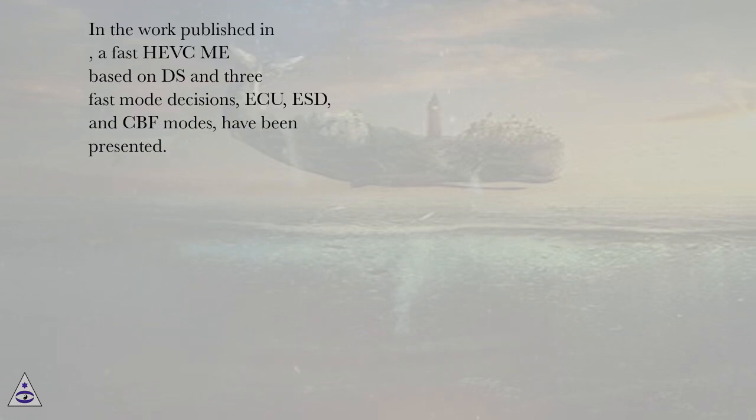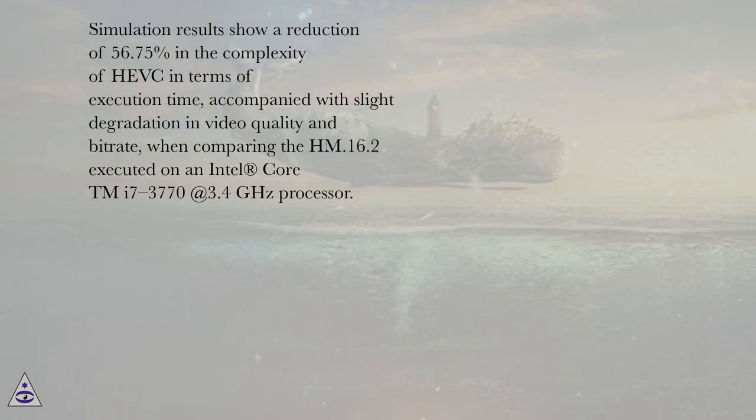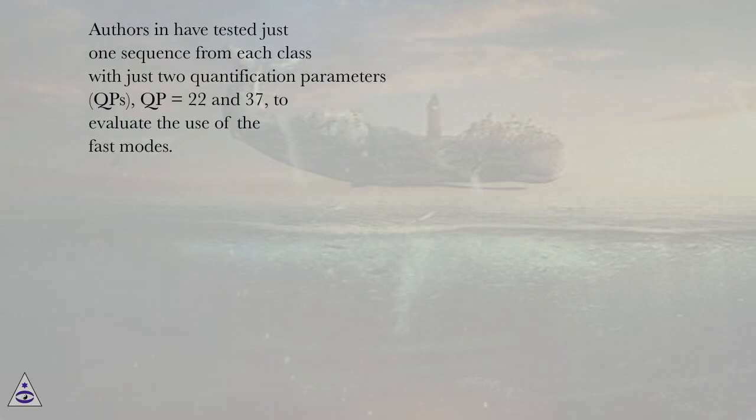In the work published in A Fast HEVC based on DS and 3 fast mode decisions, ECU, ESD, and CBF modes, have been presented. Simulation results show a reduction of 56.75% in the complexity of HEVC in terms of execution time, accompanied with slight degradation in video quality and bitrate, when comparing the HM.16.2 executed on an Intel Core TM i7 3770 at 3.4 GHz processor. Authors have tested just one sequence from each class with just two quantification parameters, QPs, QP equals 22 and 37, to evaluate the use of the fast modes.